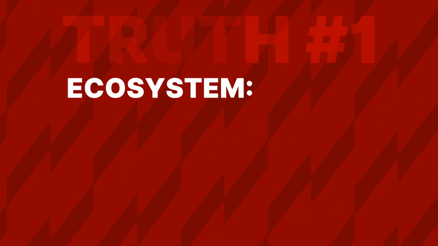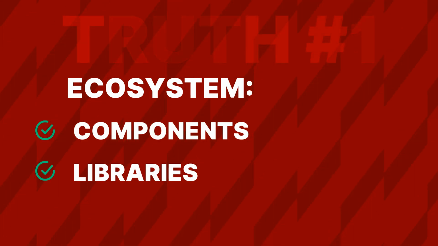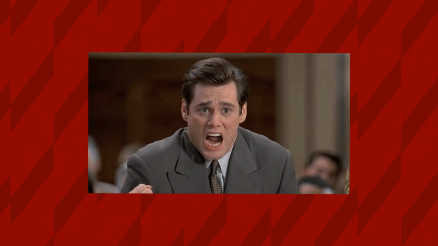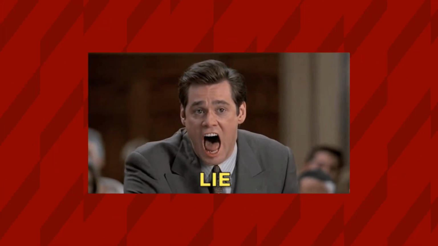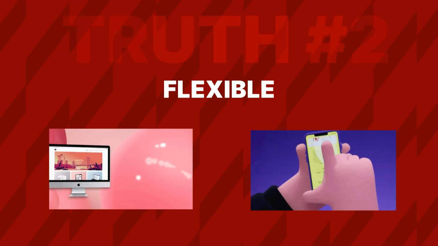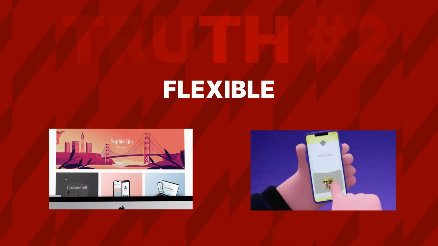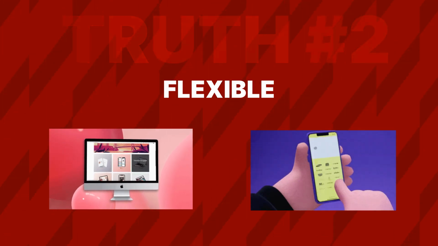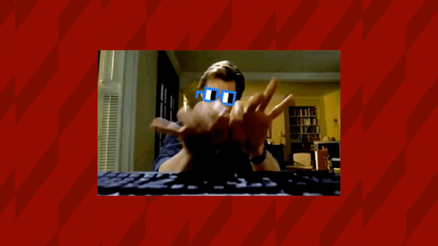Truth number 1. Angular has a thriving ecosystem with loads of pre-built components, libraries, and tools. I guess that makes development a little bit easier, so that lie wasn't entirely accurate. Truth number 2. Angular is incredibly flexible and can be used for building single-page applications, dynamic websites, and even mobile apps. It's almost as if Angular developers are living in a world of endless possibilities.